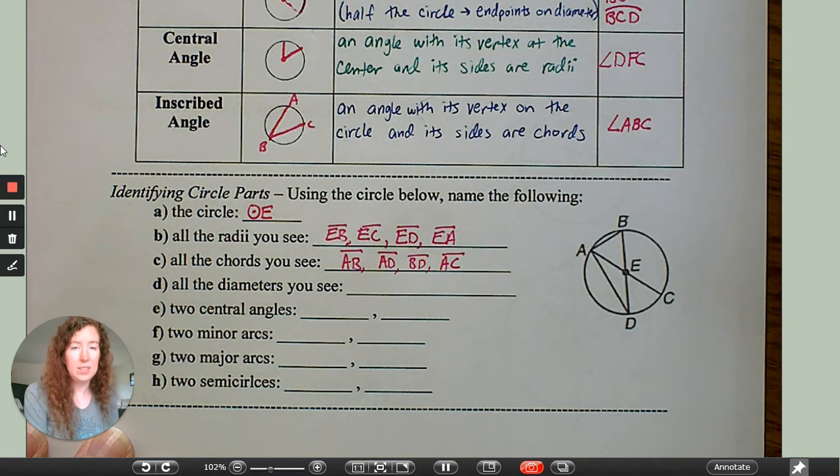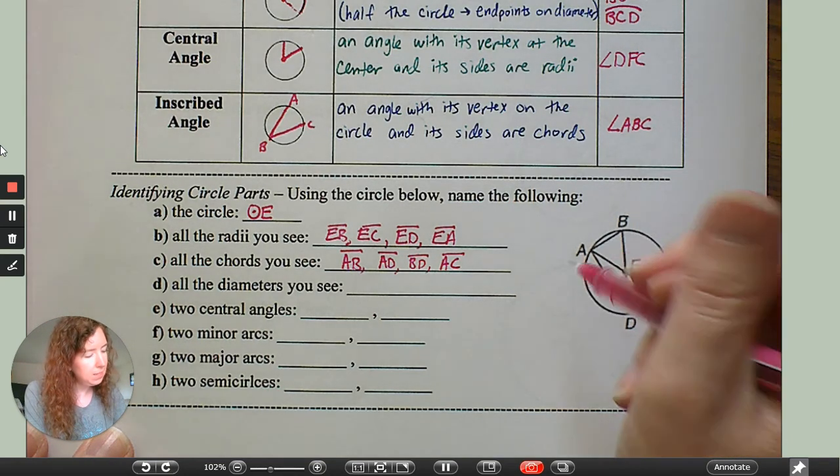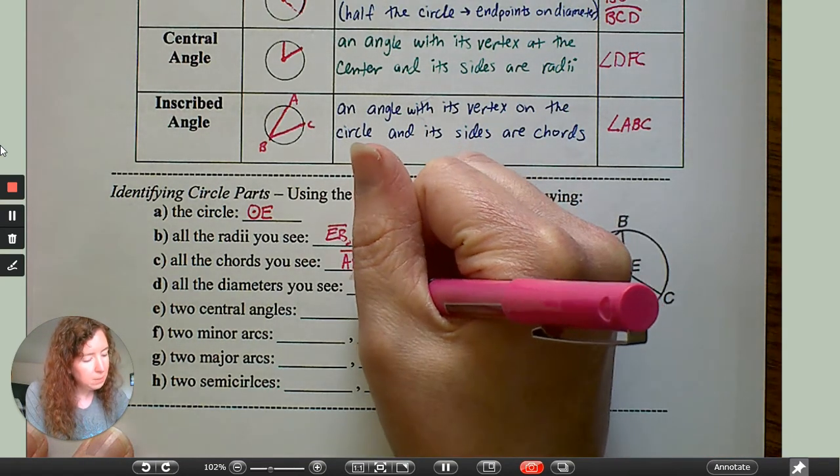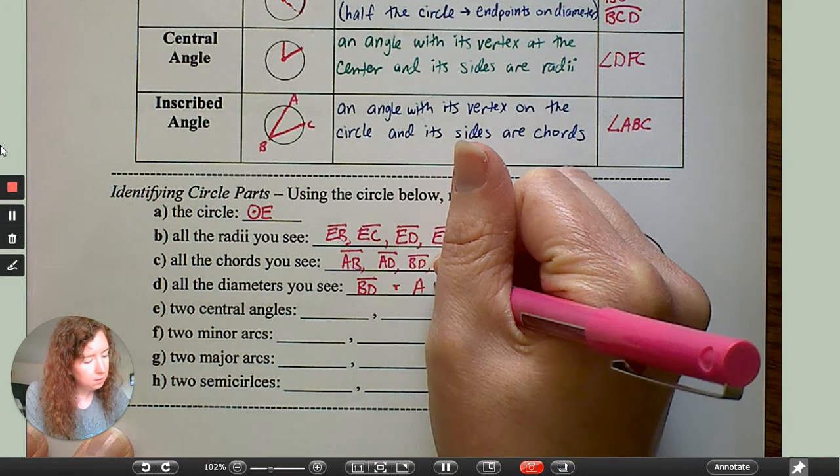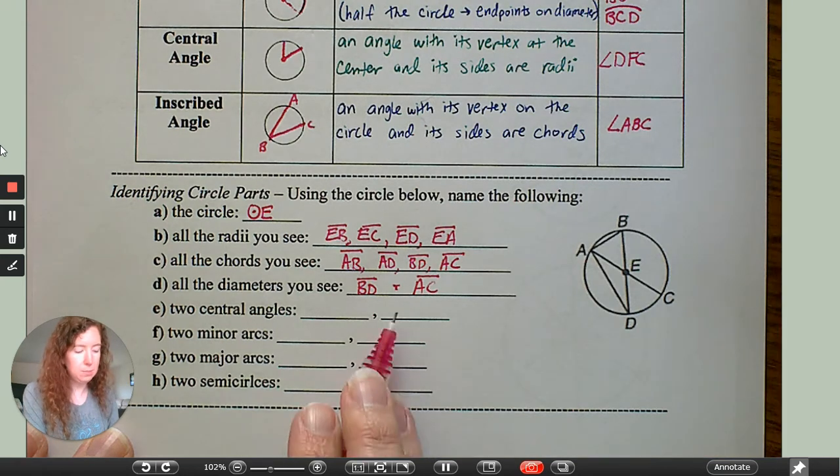All the diameters I see. Now, which chords were specifically diameters? I believe BD and AC appear to be the diameters.